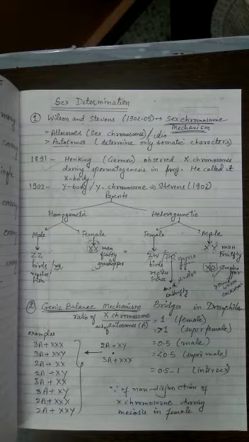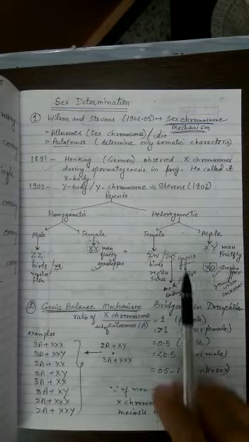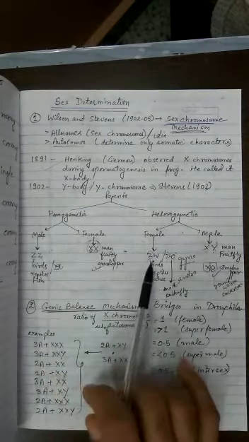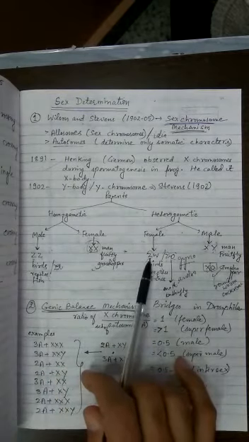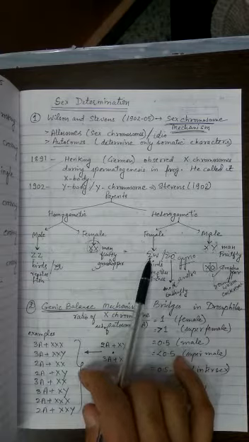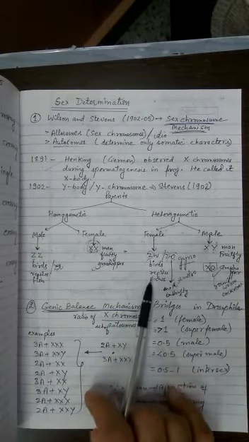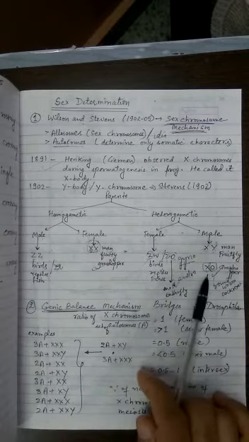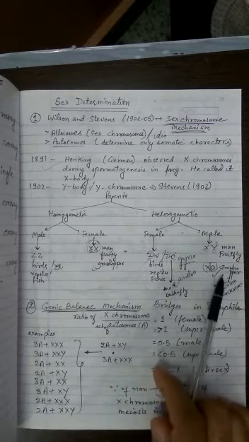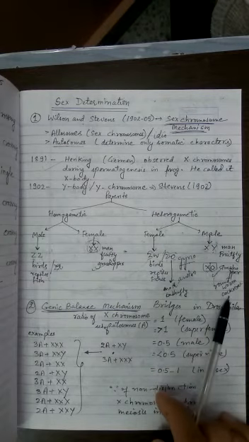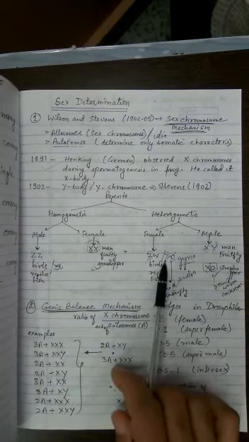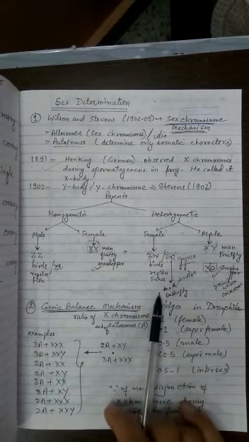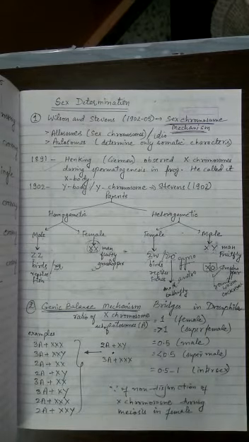XY mechanism of sex determination is present in man and the fruit fly. ZW type of sex determination is present in the case of the birds, reptiles and fishes. XO type of sex determination is present in the grasshoppers, roundworms, cockroaches. And ZO type of sex determination is present in some of the moths as well as the butterflies.